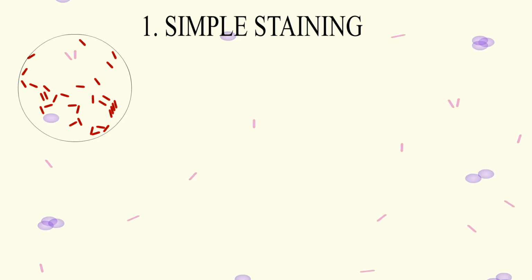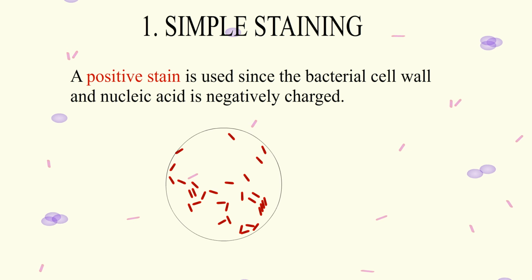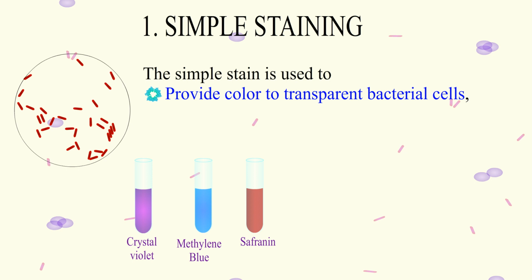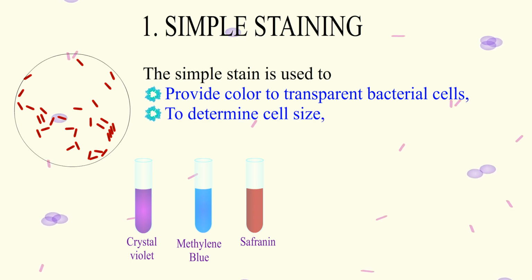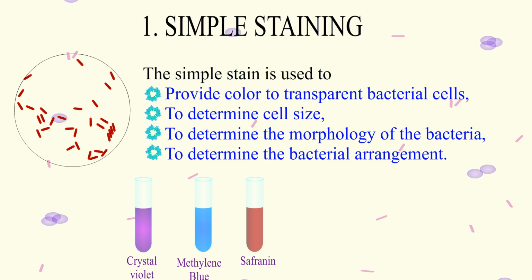In a simple staining technique, a positive stain is used since the bacterial cell wall and nucleic acid is negatively charged. Example: crystal violet, methylene blue, safranine. Simple stain is used to provide color to transparent bacterial cells, to determine cell size, the morphology of the bacteria, and bacterial arrangement.